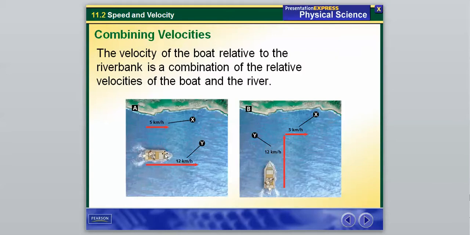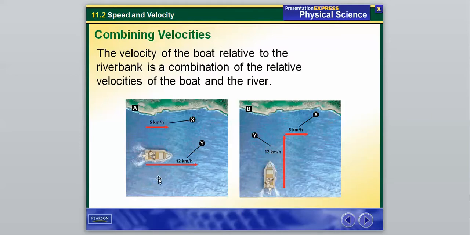But now our frame of reference is the river, because if you're the guy in the boat, the water looks like it's moving. Hold on one second, I'm confusing myself here. The water is now our frame of reference, so it's relative to the water. We're moving 12 kilometers per hour with the water as our frame of reference.